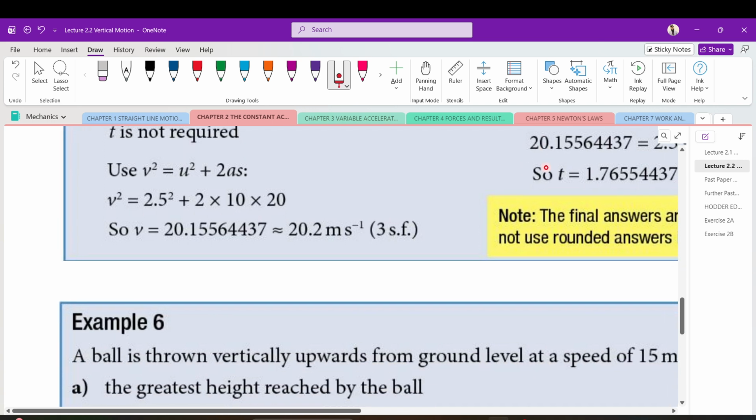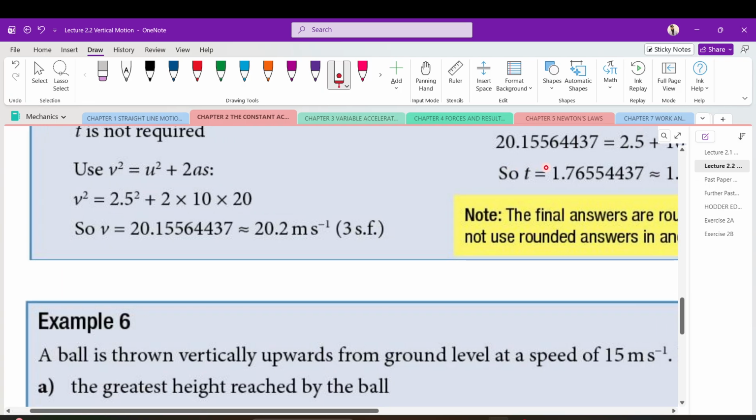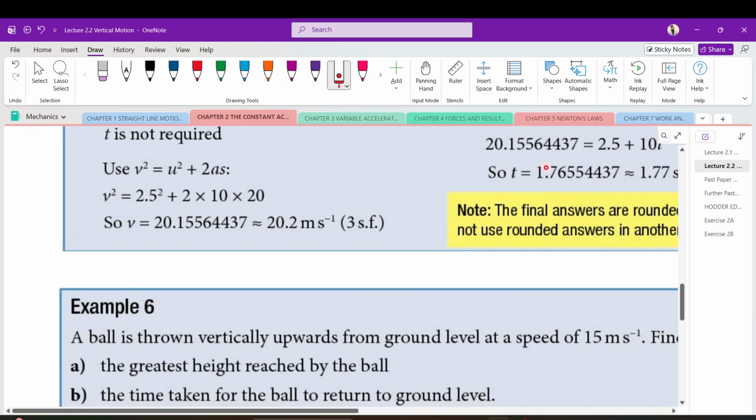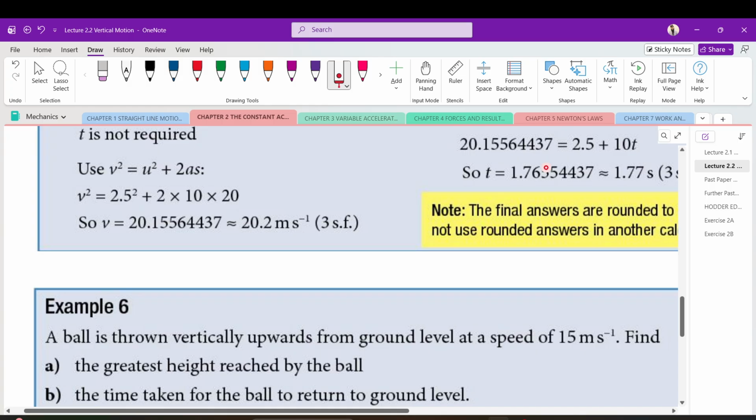Example 6. A ball is thrown vertically upwards from ground level at a speed of 15 meters per second. Find the greatest height reached by the ball. Now, when you throw a ball, you have noticed the ball makes the shape of a parabola like this, right? So if I draw it, this is my ball, and I'm throwing it, so it goes there.